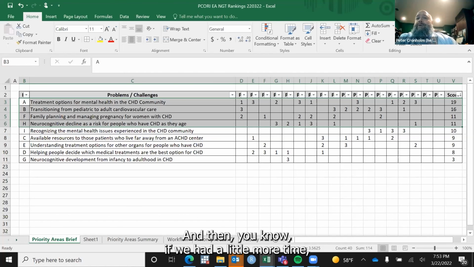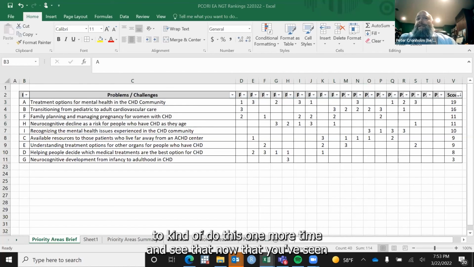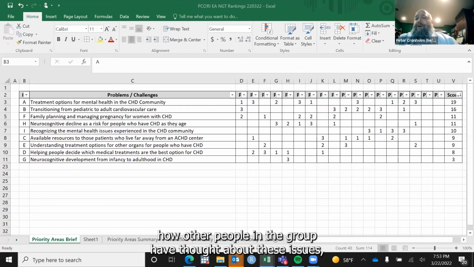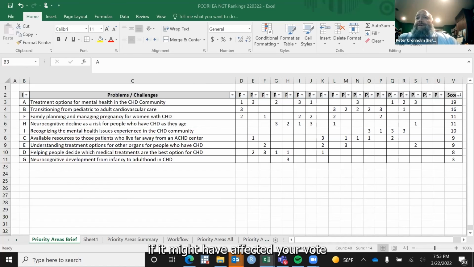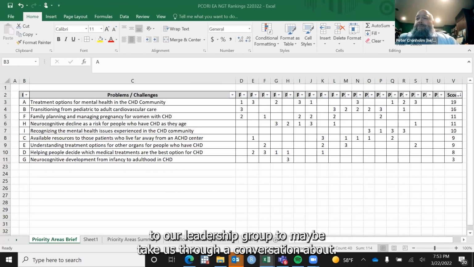If we had a little more time, it would be fascinating to do this one more time and see, now that you've seen how other people in the group have thought about these issues, if it might have affected your vote. And I'm going to hand this over to our leadership group to take us through a conversation about these results.